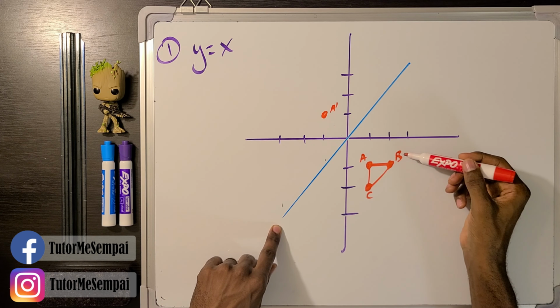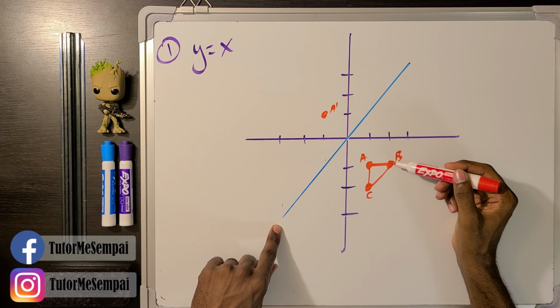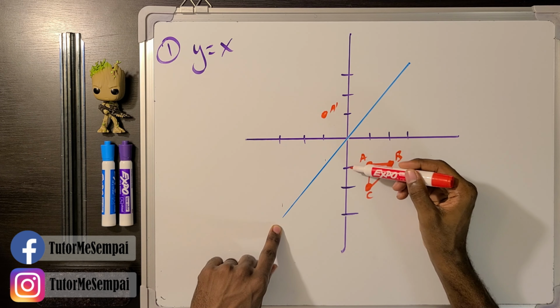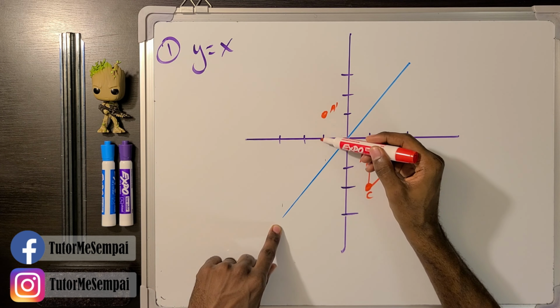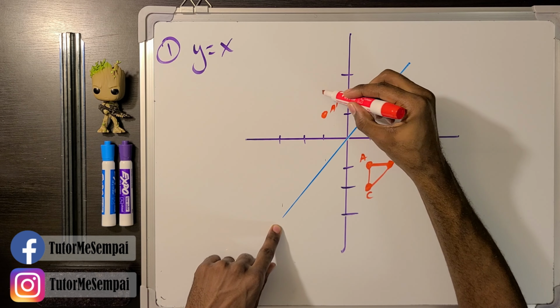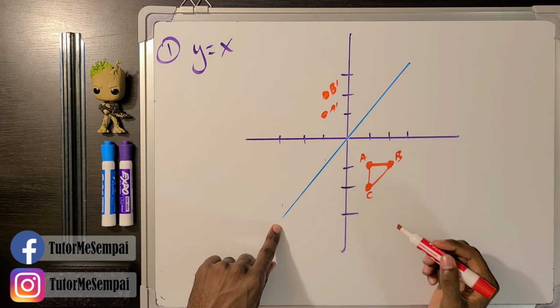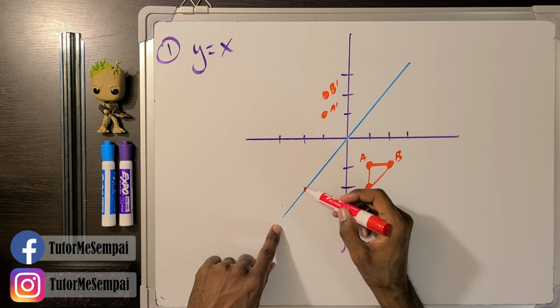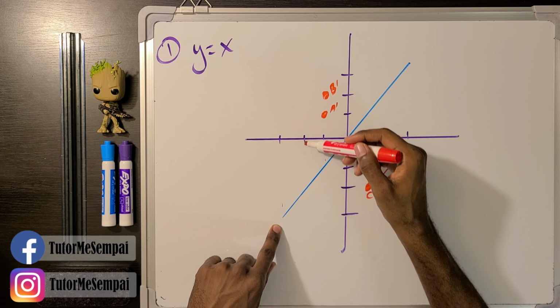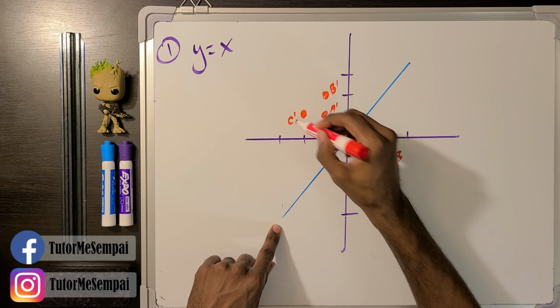Let's do the same thing for point B. Point B is how far away from this line? This is 1, 2, 3. So we're going to go up 3. So 1, 2, 3. So this right here is going to be B prime. How about C? C is 1, 2, 3. And we want to move up now. 1, 2, 3. So this is C prime.